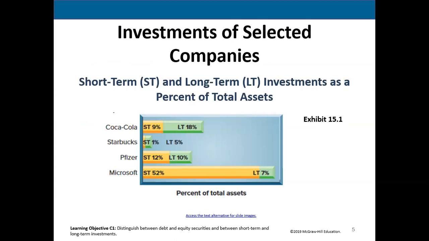And you could see a breakdown of some companies out there and the type of portfolio those companies have. So Coca-Cola, about 9% of their assets are invested in short-term investments. 18% of all their assets are long-term investments. So they own debt or equity security, so usually bond or stock of another company. And you can see Starbucks, Pfizer, and Microsoft there. So just to give you some real-world connection, companies really do purchase the debt and equity of other companies.